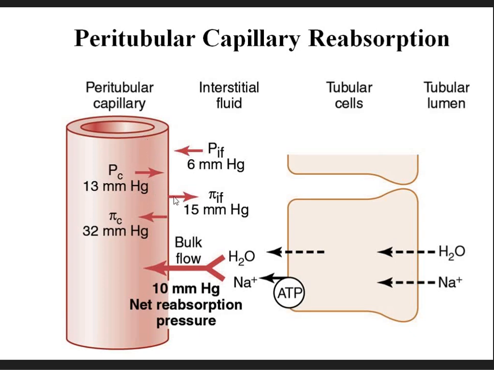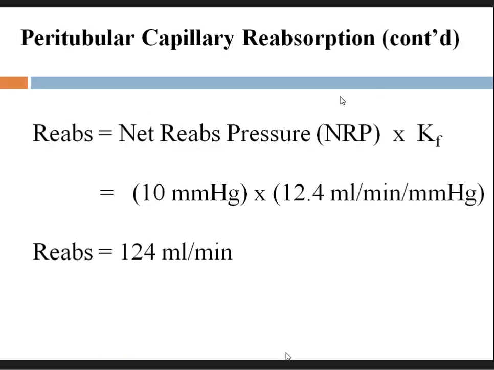So all these forces will act here, and the net reabsorption pressure, if we calculate this, comes out to be 10 millimeter mercury in the direction of the capillaries. So that will be the bulk flow. The water will be carrying along with it all the substances which are reabsorbed in the interstitial tissue, and they will be moving inside the peritubular capillaries. Again, in the peritubular capillaries, the total reabsorption will be equal to the net reabsorption pressure, which we have studied just now, and also the filtration coefficient, similar to what we have seen in GFR. These two factors regulate the transport.